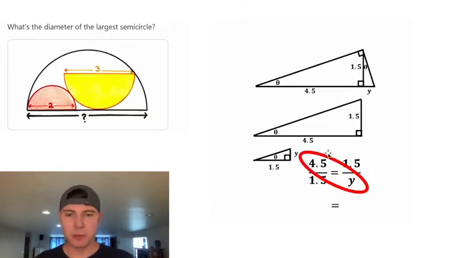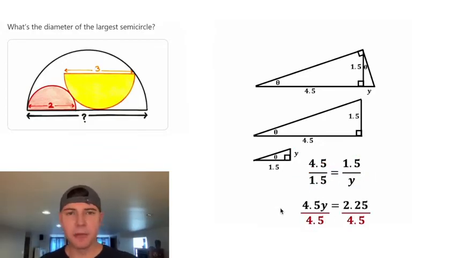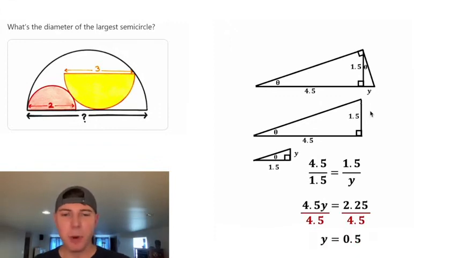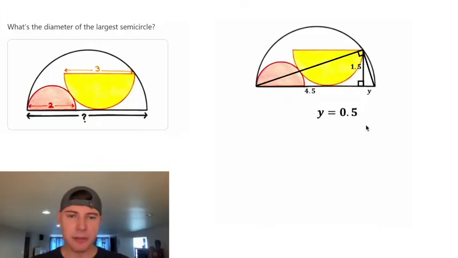Next, we can cross multiply. 4.5 times y is 4.5y, and 1.5 times 1.5 is 2.25. Then to solve for y, we can divide both sides by 4.5. That'll give us y is equal to 0.5. Let's clean things up and bring this up here. And let's return to our original diagram. We're now ready to update this last unknown portion. We can change the y into 0.5.